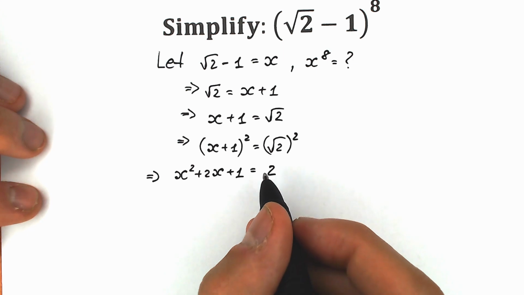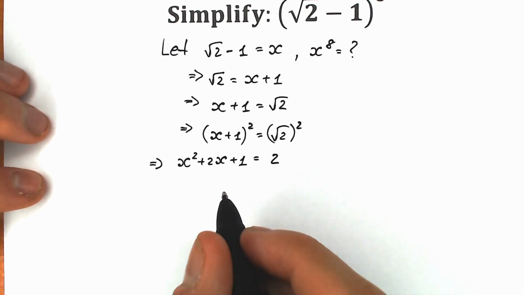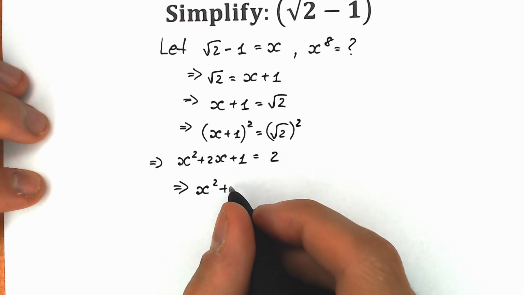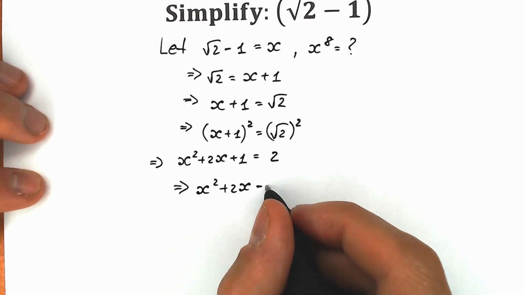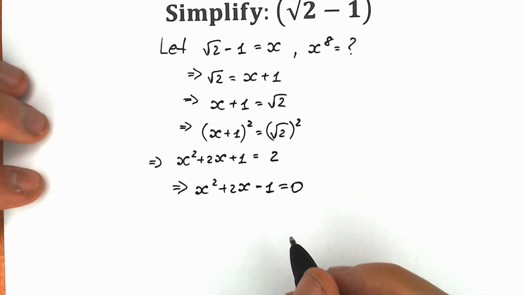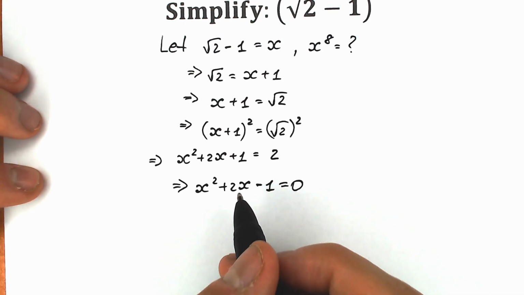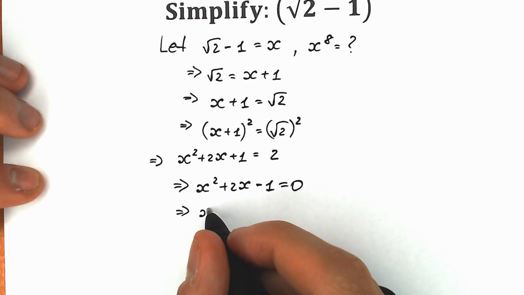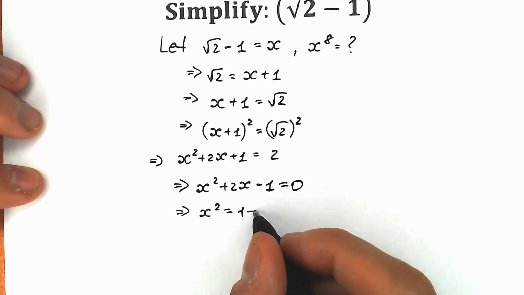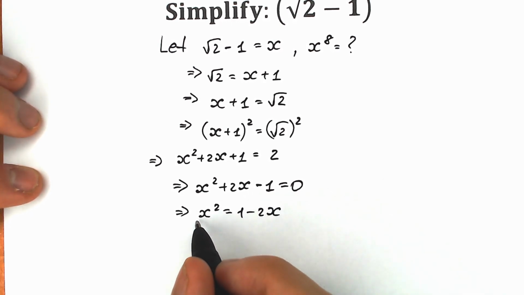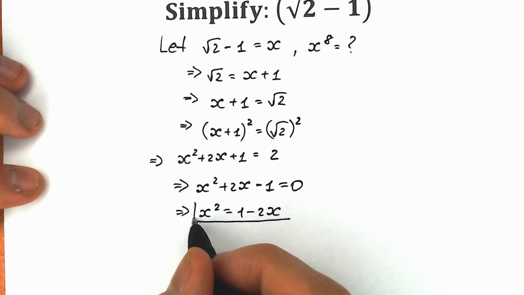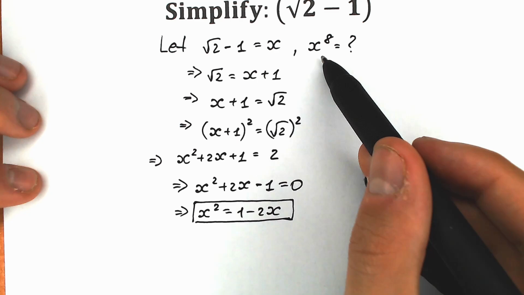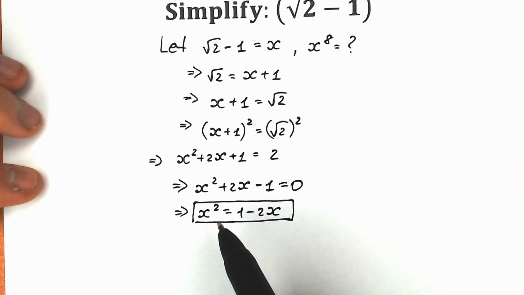Right now let's bring our 2 from the right side to the left side. So we have x squared plus 2x minus 1 equals 0. And the final step, let's bring this 2x minus 1 from the left side to the right side. As a result, we have x squared equals 1 minus 2x. This is an extremely important expression for us because we need to find x to the 8th power, but x squared equals 1 minus 2x.